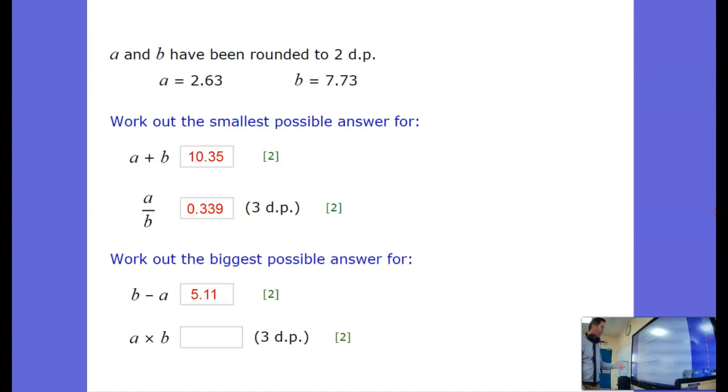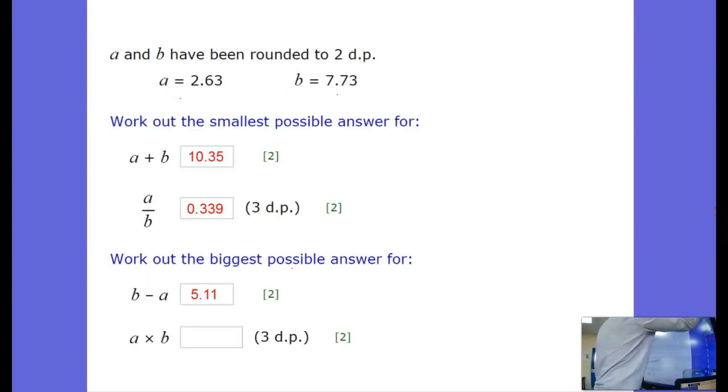And then lastly, we have multiplication. Well, the biggest answer is going to be when you multiply the 2 biggest values. So we want the upper for A, upper for B. 2.635 times 7.735. And we would get an answer of 20.382 for that one. Anyway, that's some calculations with upper and lower bounds. Go and practice it. Get into that habit.